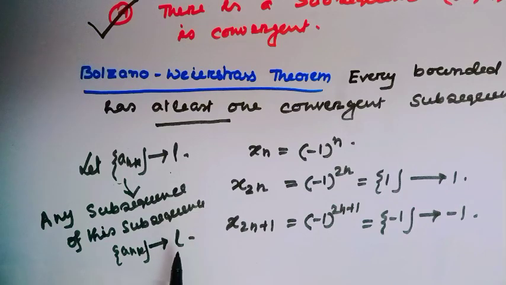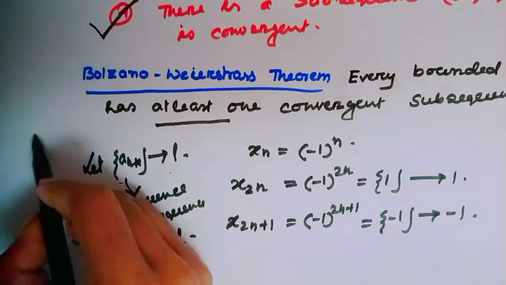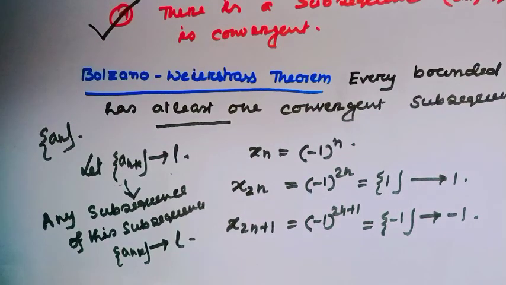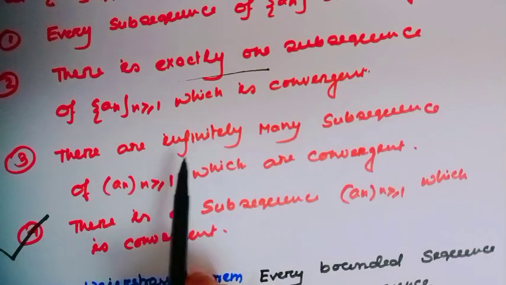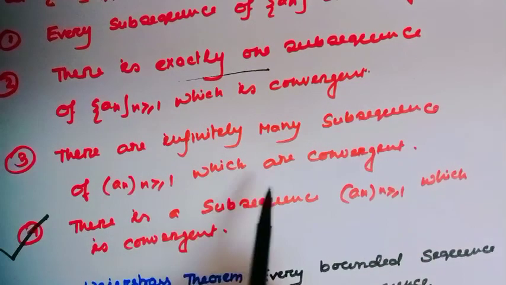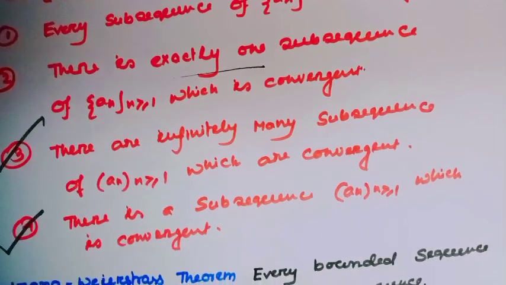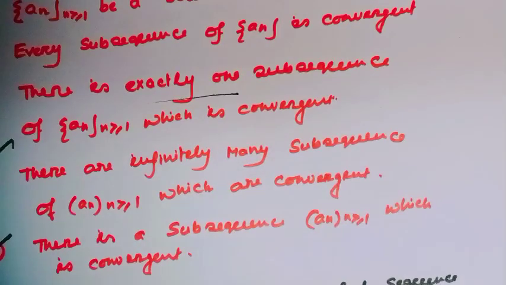Okay, since this subsequence is also a subsequence of the main sequence an, option 3 is a right option. There are infinitely many subsequences of an which are convergent. Okay, that means option 3 and option 4 are the right options. Okay, all right.